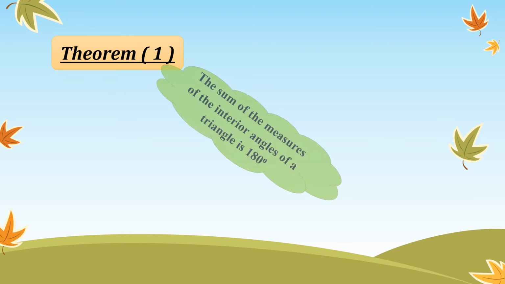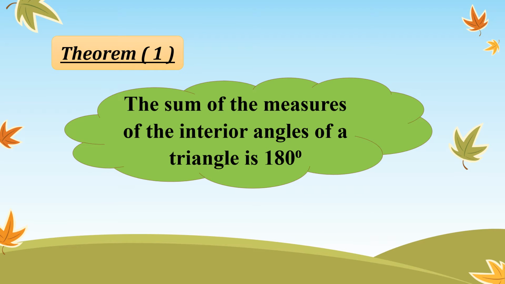Theorem 1. The sum of the measures of the interior angles of a triangle is 180 degrees. We know that theorem, but how to prove this theorem?